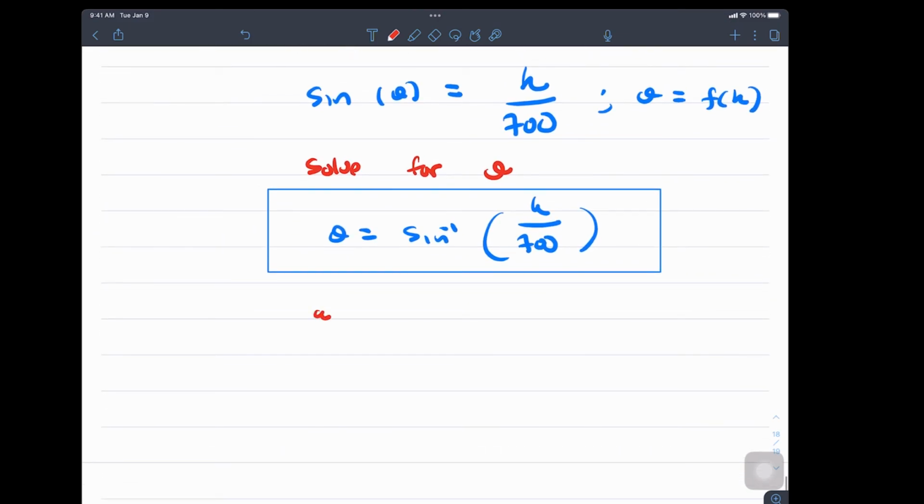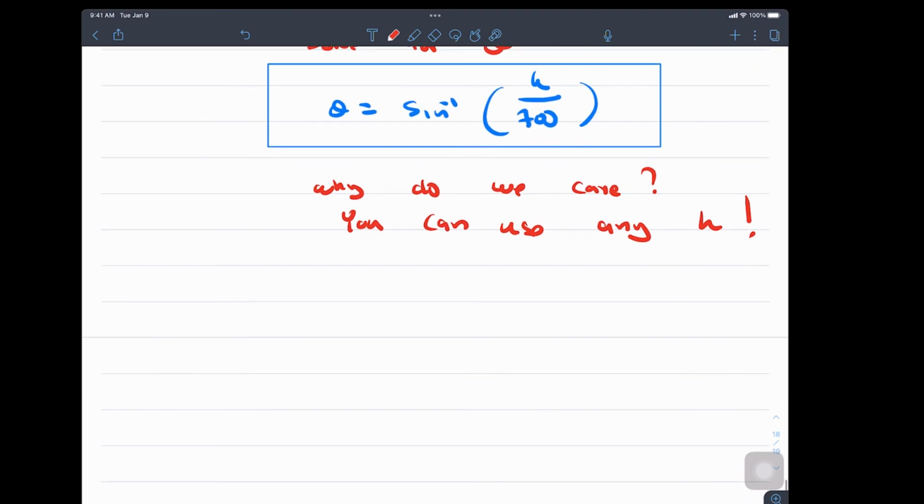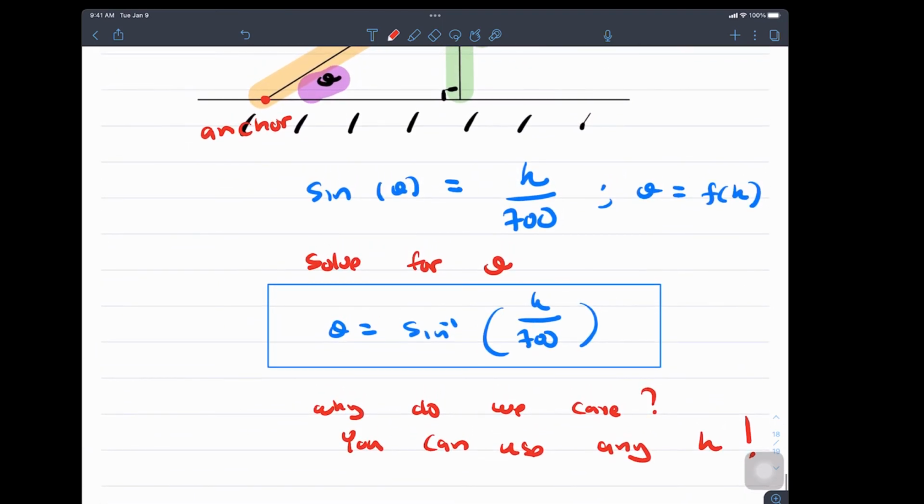So why do we care? Here's the answer. Okay? You can use any h. You can now use any height. So if I say, oh, if the balloon is 1,000 meters, you guys see what I'm saying? Or feet, whatever. If it's 2,000, what's the angle type of thing? That's really what they're asking for here. So this is kind of a common question, a common application here of inverse functions. Finding the angle.